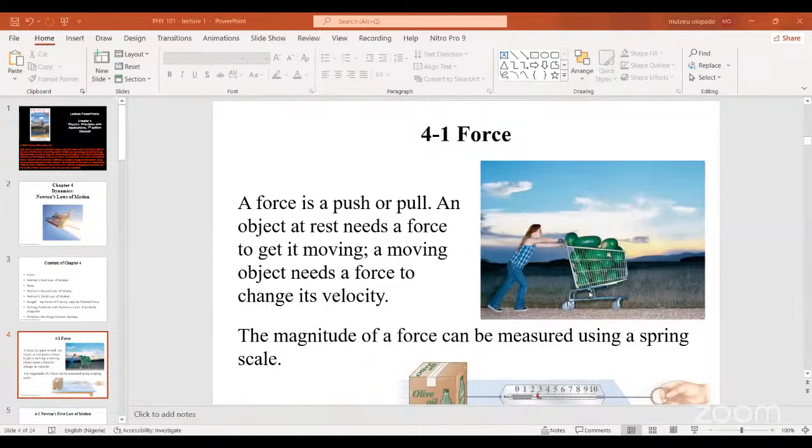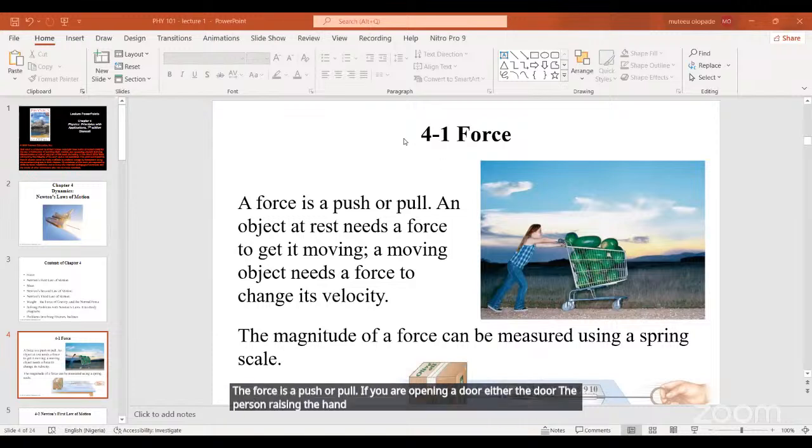A force is a push or pull. If you are opening a door, either the door, the person raising the hand, what do you want to say?